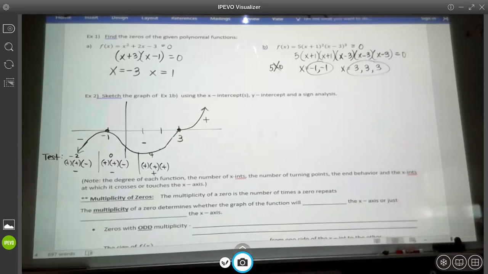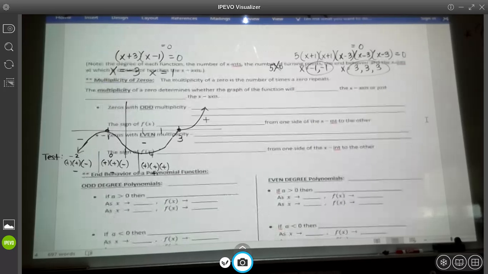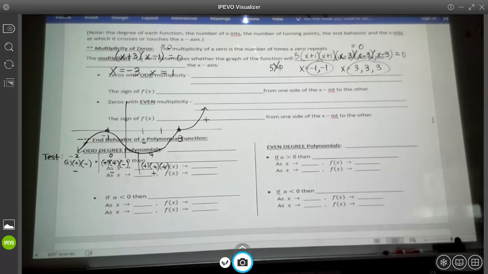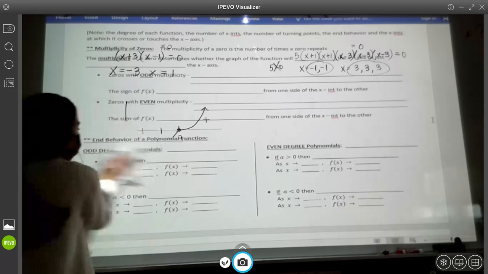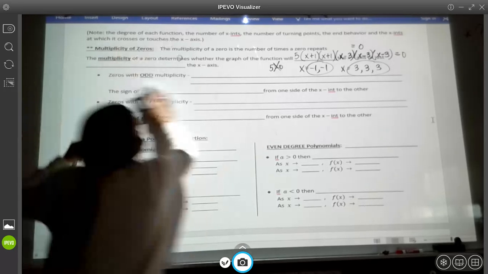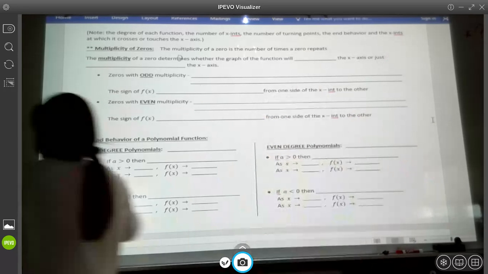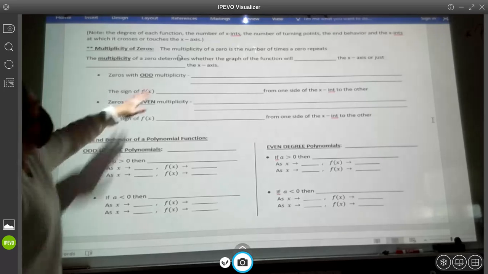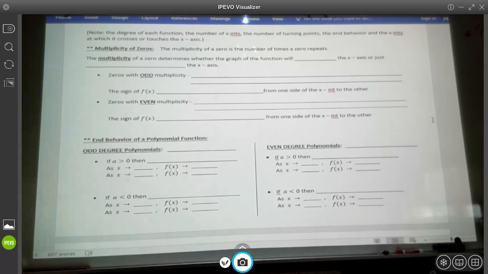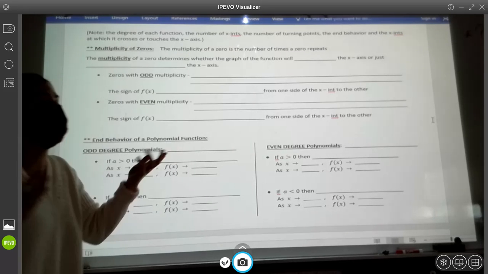All right, so let's just fill in our multiplicities, and I may have to stop there because of the time. So again, the main goal is going to be for you guys to create these graphs as quickly as possible. All right, so here we go. The multiplicity of a 0 is the number of times a 0 repeats. The multiplicity of a 0 determines whether the graph of the function will either cross the x-axis or touch it.